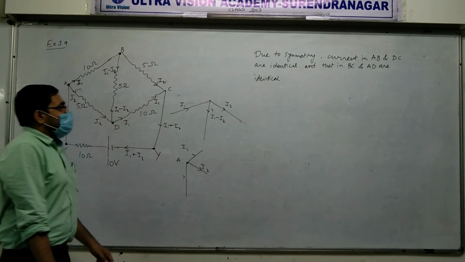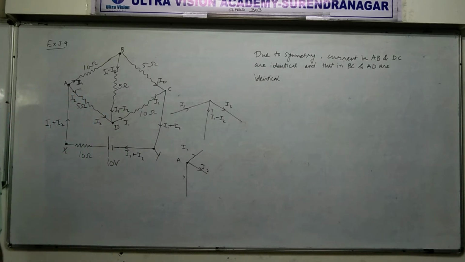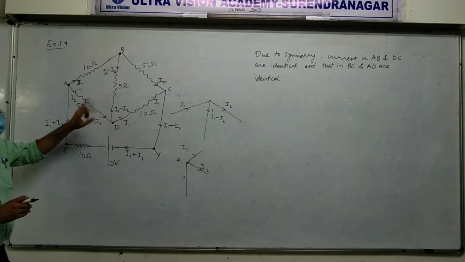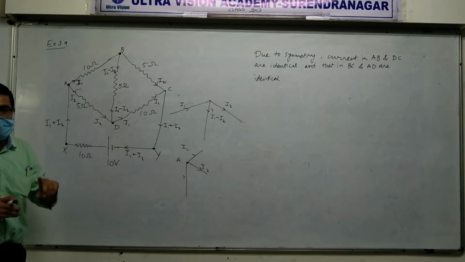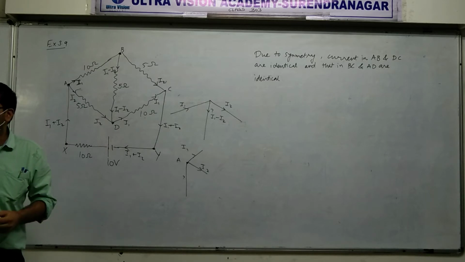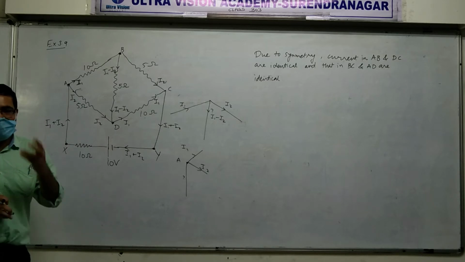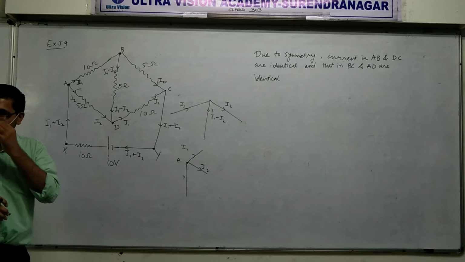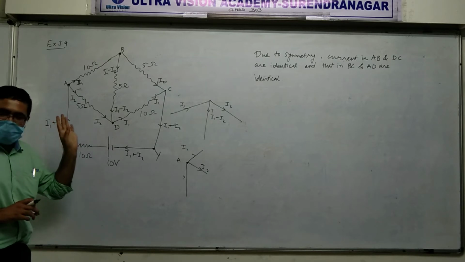Now what to do? We have to make a loop. Okay, how many unknowns do you see? Two or three? Two only, I1 and I2. If you had not taken symmetry, it would have been three unknowns, I1, I2, I3. That is tough to solve. This is easier to solve.